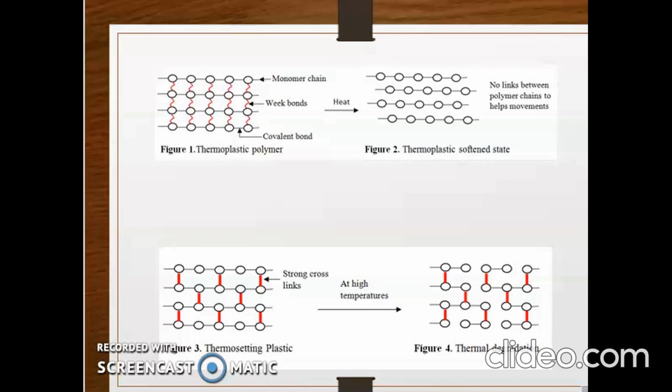This makes thermoplast soft and capable of melting, whereas thermoset plastic has polymers cross-linked with one another, so it prevents the sliding of individual polymer chains on heating. So they do not soften once they are set.